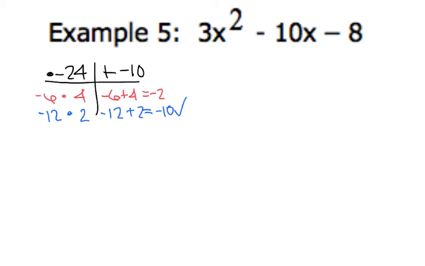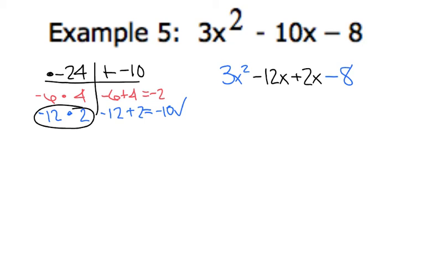Perfect. All right, so now you're going to basically rewrite our problem, but you're going to use the two values that we found. Minus 12x plus 2x, and then bring down that minus 8. All right. Now here, remember we group, okay, make sure they have something in common. So I'm going to group 3x squared minus 12x together, and I'm going to group the 2x minus 8 together. All right, looking for GCF.